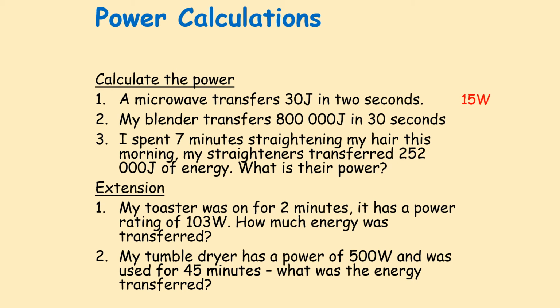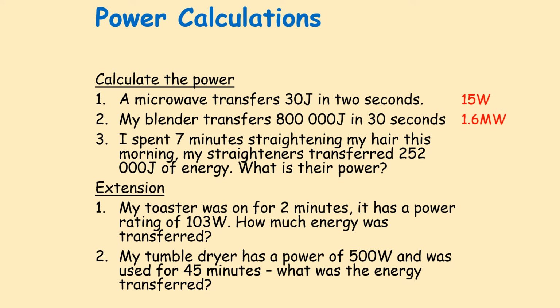My blender transfers 800,000 joules in 30 seconds. I need energy divided by time. Energy is 800,000 divided by 30, which actually gives me 1.6 megawatts.